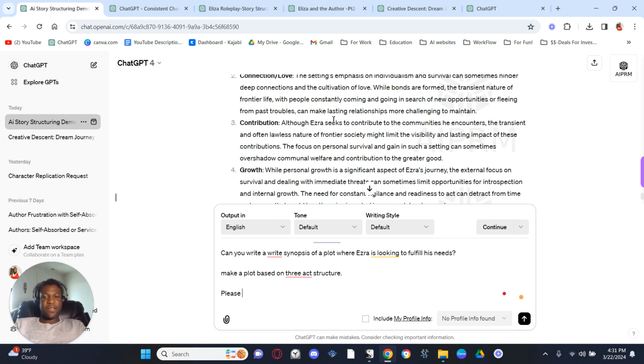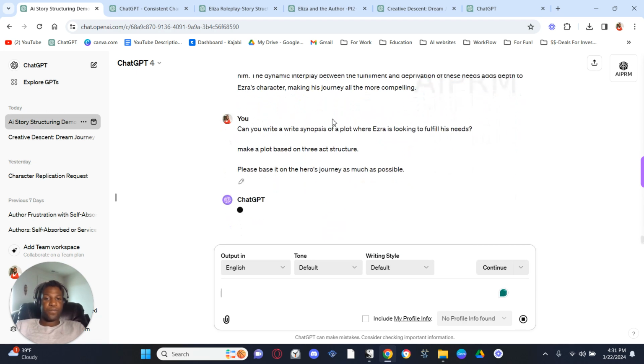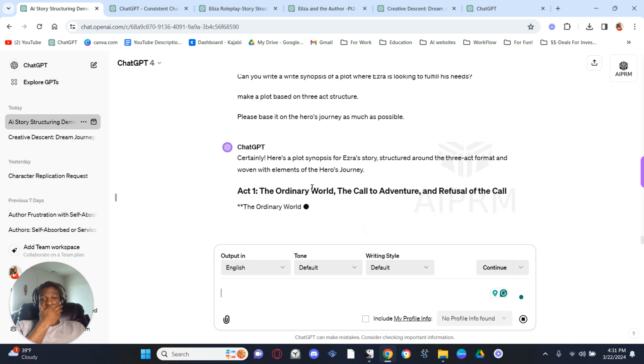Please base it on the hero's journey as much as possible. And we're doing the hero's journey as much as possible just because that's a simple archetype. Remember, this is if you're a rookie writer and you're trash and you just want GPT to do this for you. Once again, I keep reaffirming that because this is not how I use ChatGPT, but this is how you could use ChatGPT if you suck at writing. So please base it on the hero's journey as much as possible. Boom, here's a synopsis.